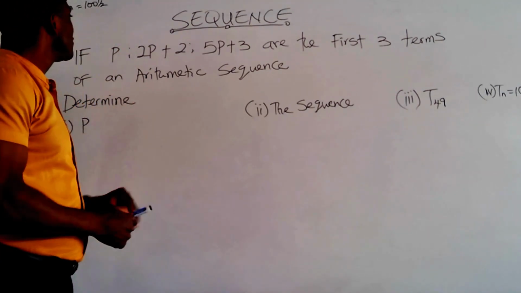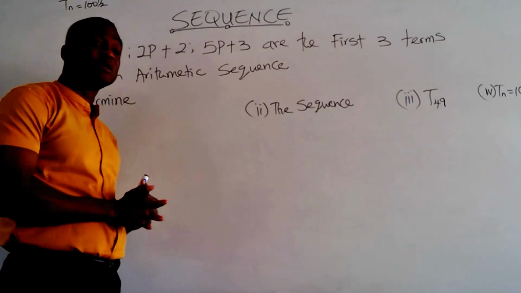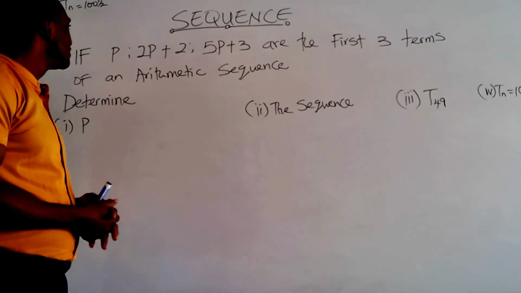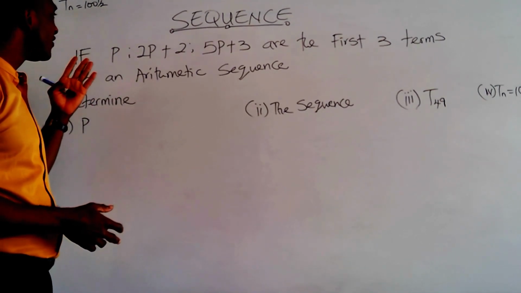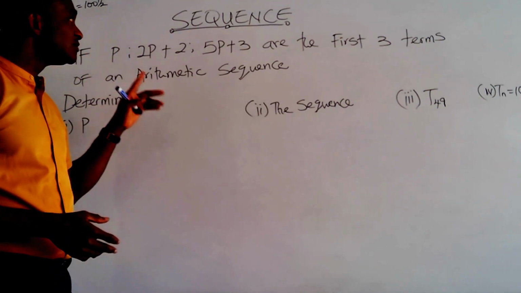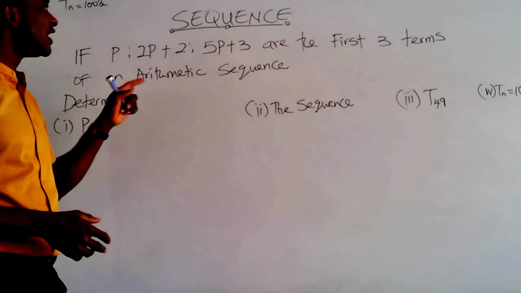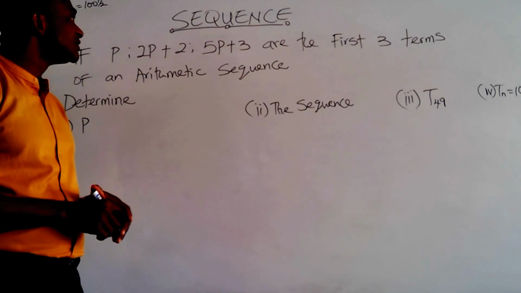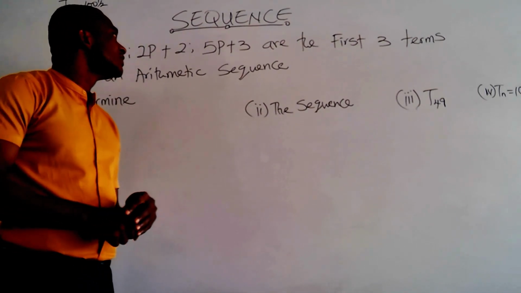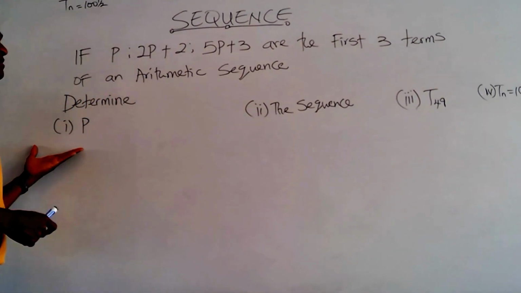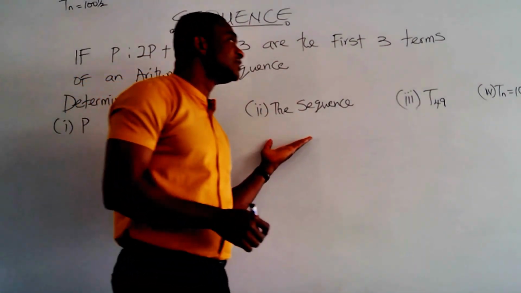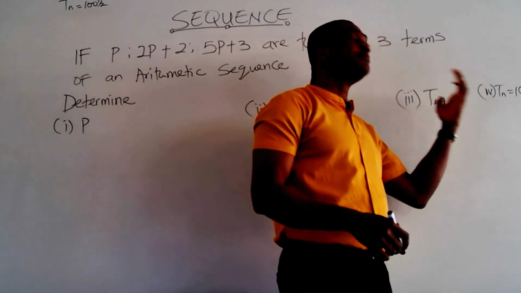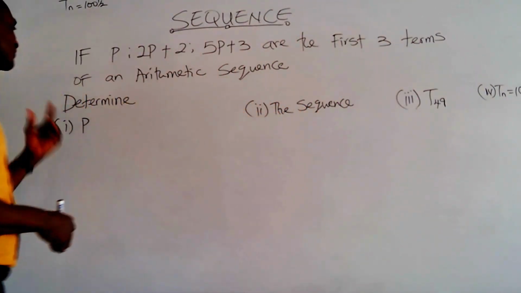Today we'll be looking at a sequence problem. Here we have an arithmetic sequence problem, slightly different from the normal ones. They are telling us that if we have p as the first term, 2p plus 2 as the second term, and 5p plus 3, they form the first three terms of an arithmetic sequence. We should figure out the value of p, get the sequence, get the 49th term, and find which term will be equal to 100.5.